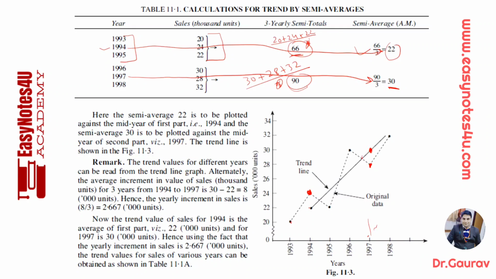ठीक है, और ये हमारा एवरेज 1994 में 22 है. तो एक ट्रेंड लाइन निकालेंगे, दोनों एवरेज को हम मैच कर देंगे, ये हमारी ट्रेंड लाइन होगी. तो इस तरह से हम सेमी एवरेज मेथड से ट्रेंड लाइन को ड्रॉ करेंगे.